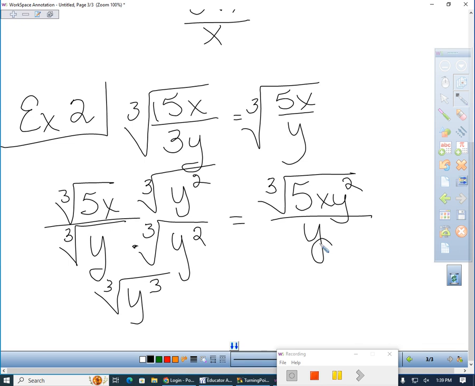Just like when you multiplied, they have to be the same dimensions in order to divide. Okay? They have to be the same dimensions. All right. Let's get example number 3.